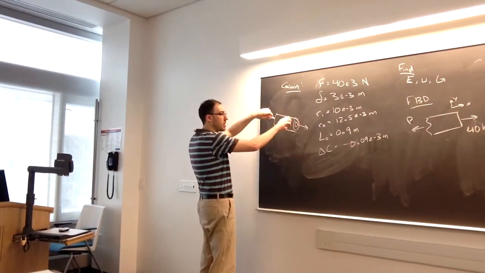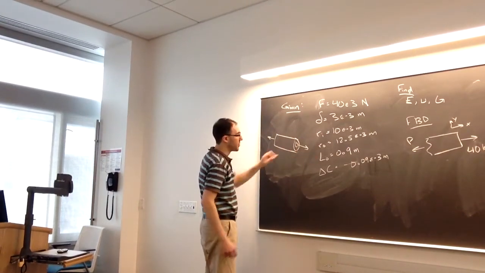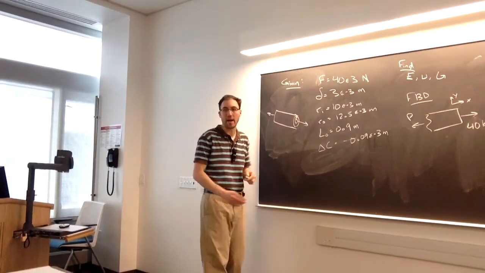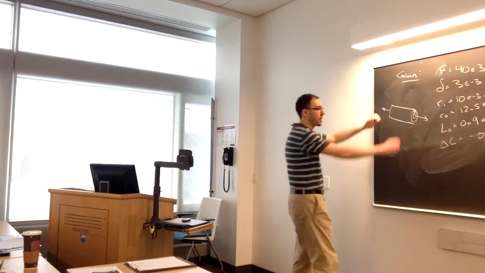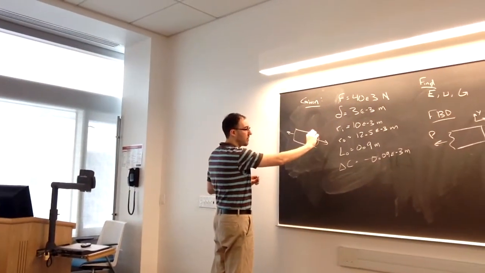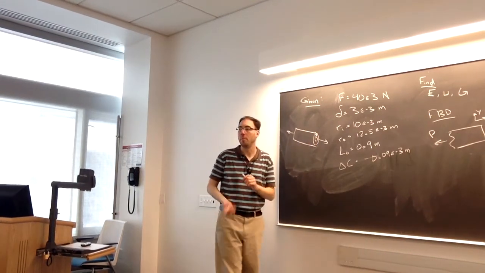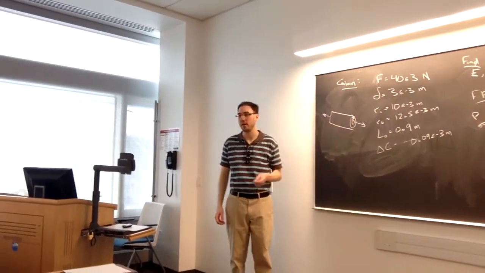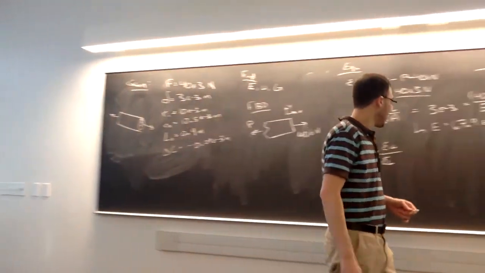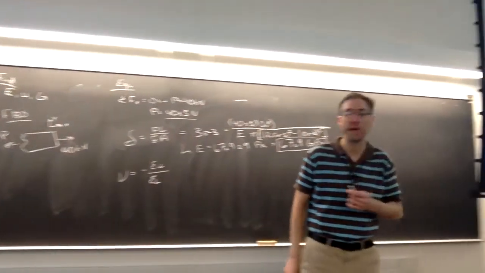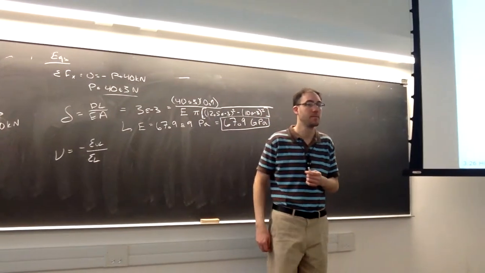It's being loaded along this axis, so the unloaded direction will be the radial direction. If we can find the strain along the radius, we'll be able to find the Poisson ratio by dividing the two and negating it. So let's start with the easier one. How can we find the strain along the loaded direction?